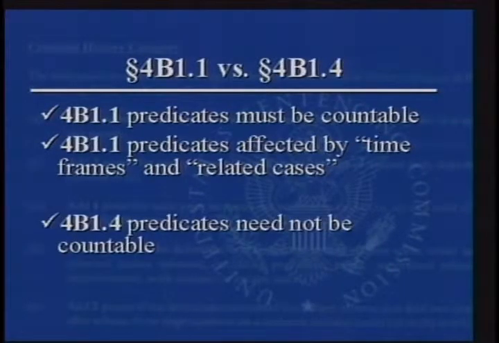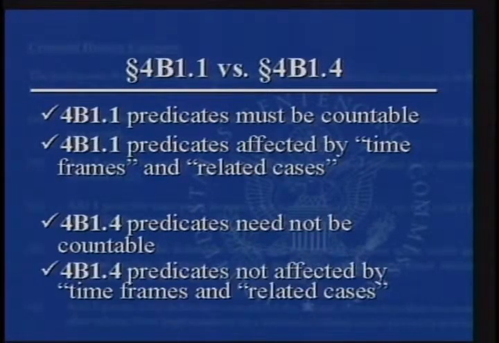Now, when we're at the Armed Career Criminal Guideline, the qualifying three prior convictions or predicates need not be countable. So they didn't necessarily need to receive points under subsections A, B, or C of 4A1.1. And again, the predicates are not affected by time frames and related cases. So they may have been outside of that 15-year time frame for the most serious conviction for the 3 points, but that's not a problem, if you will, when you're at the Armed Career Criminal Guideline.